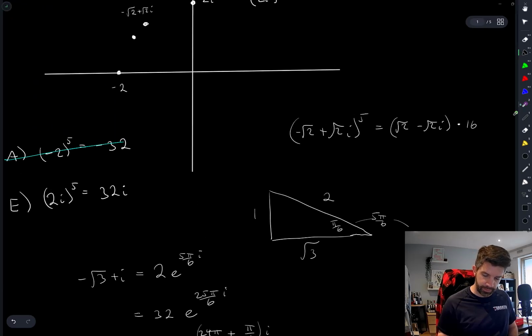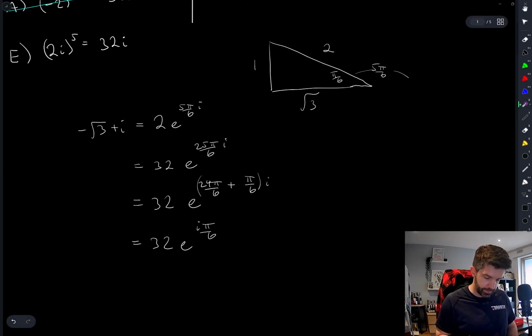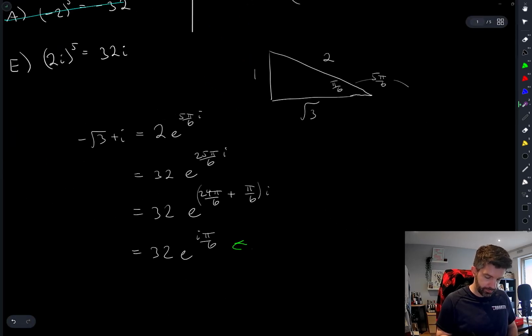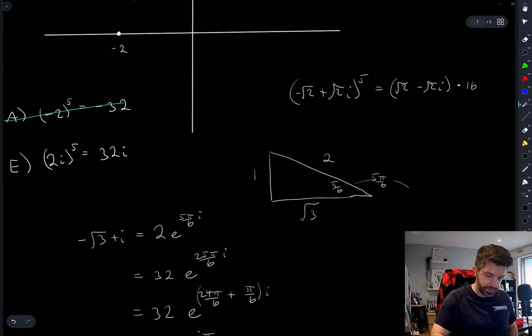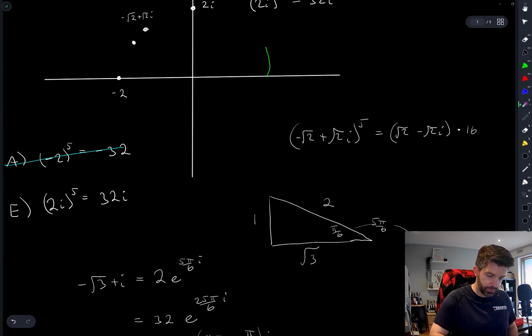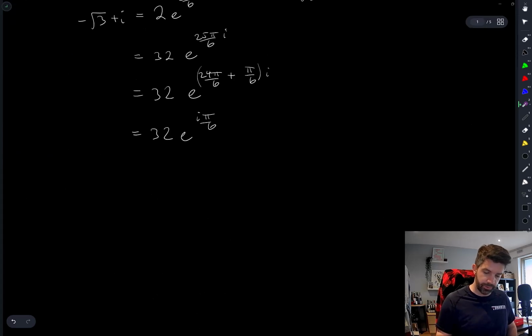It's definitely a higher real part than this, right? This one ends up at a 45-degree angle down here, whereas this one ends up at only a 30-degree angle above the horizontal, so it has a slightly larger real part.